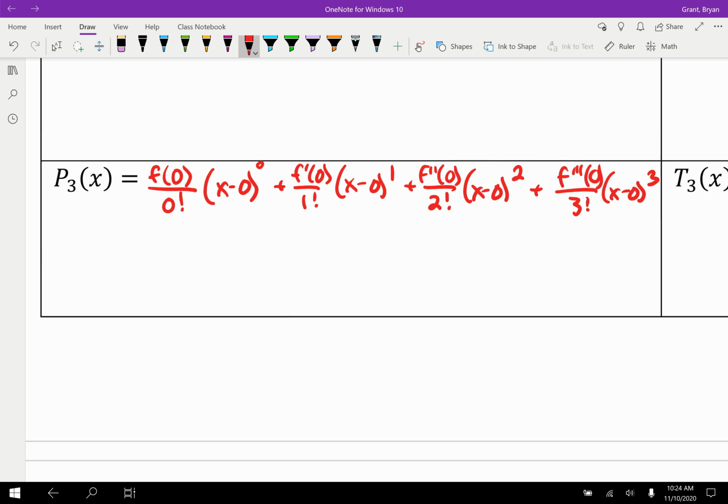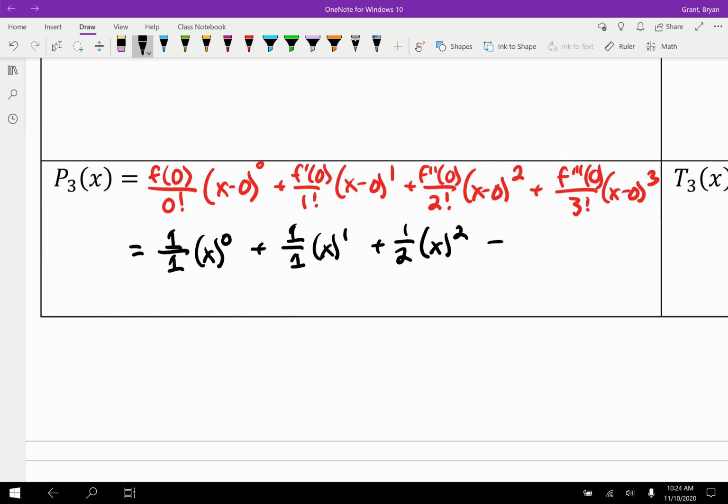This is just e to the 0 over and over and over again. So we should know that, of course, this is 1. 0 factorial is 1. And then x to the 0th, right? 1 again over 1 factorial, x to the 1st. 1 over 2 factorial, which is just 2. And 1 over 3 factorial, 3 times 2 is 6, like so.